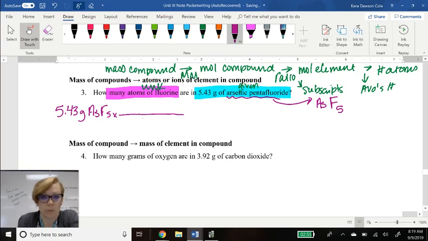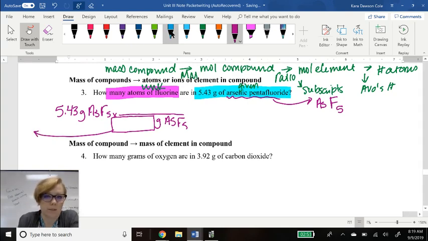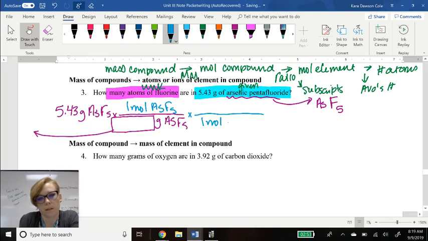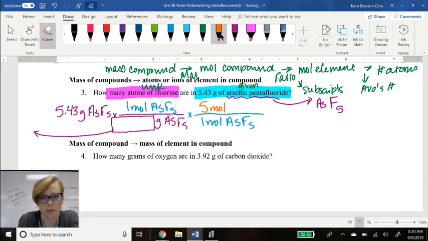Now I'm going to go through my molar mass, which is going to be on the bottom. So I'm going to have grams of AsF5. I'm going to have to calculate this mass over here, but I'm going to go ahead and finish setting my problem up. So I've got 1 mole of AsF5, and then I'm going through my ratio between the subscripts: 1 mole of AsF5 to 5 moles of fluorine.